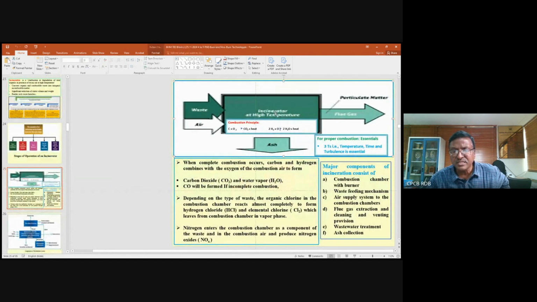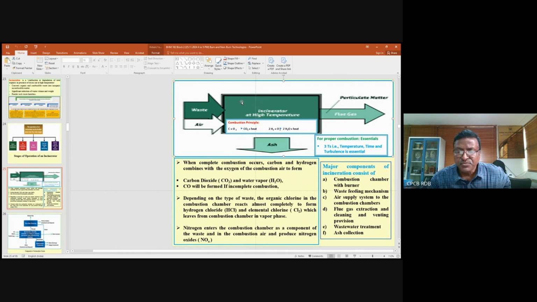Let us see what this incineration process is. Just have a look at the flow diagram of the incineration process. The combustion chamber: waste as well as air, and one arrow is missing here, the diesel or fuel oil, is injected into the chamber. Generally, the combustion chamber will have two portions.